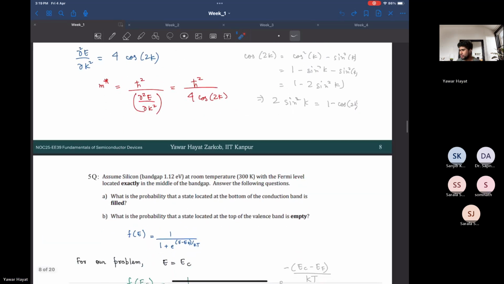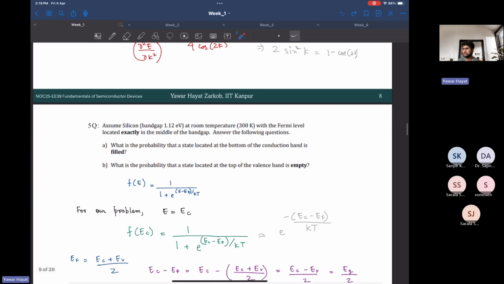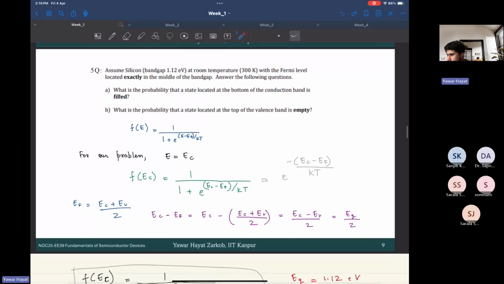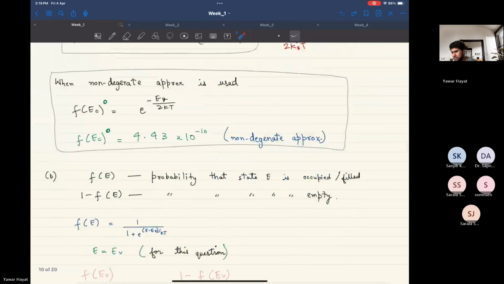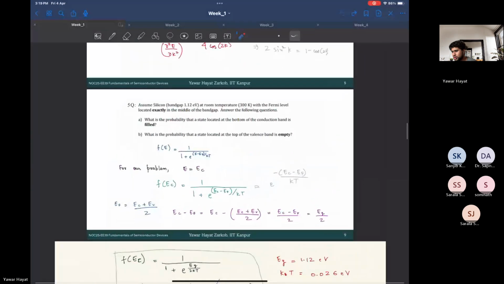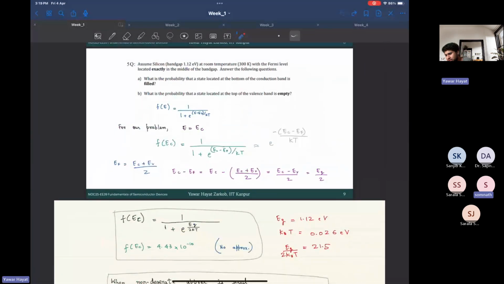Now, the next question was that assuming the silicon band gap as 1.12 electron volt at room temperature, with the Fermi level located exactly in the middle of the band gap, you have to answer the following questions. Should I repeat this as well, or are you comfortable in this? You can go through the solution first. If you think there is need for me to repeat it, I'll repeat it.